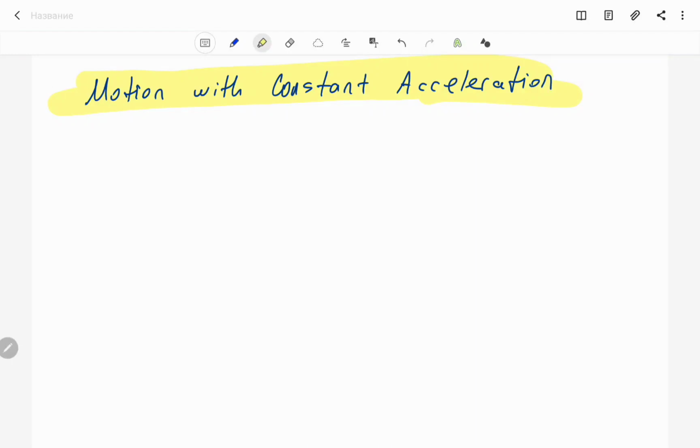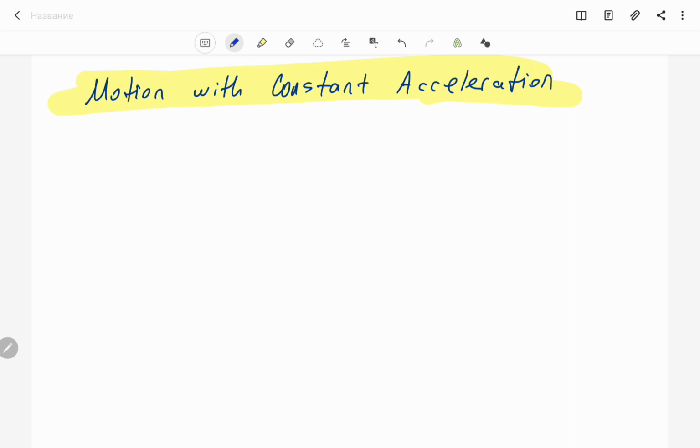Today we will talk about acceleration. We'll talk about motion with constant acceleration. Before starting today's lesson, let me repeat what we did till today. Let's summarize it quickly, shortly.